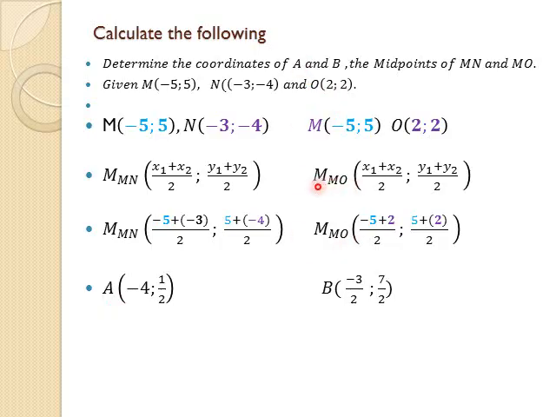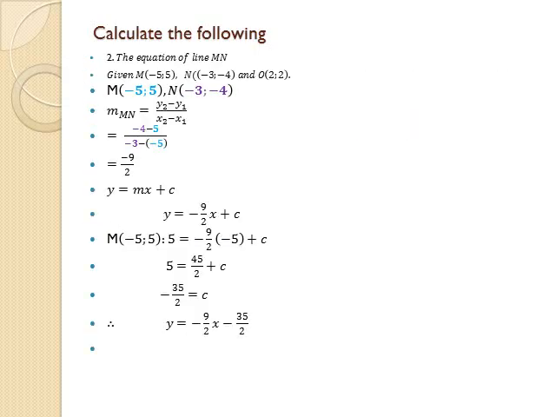Right, the midpoint of MO, the middle of that line: x1 plus x2 divided by 2, y1 plus y2 divided by 2. So minus 5 plus 2 divided by 2 gives me negative 3 over 2. And then 5 plus 2 divided by 2 gives me 7 over 2. So again, as you can see, that is how we will calculate the middle or midpoint of a line, its coordinates. Right, let's do one.